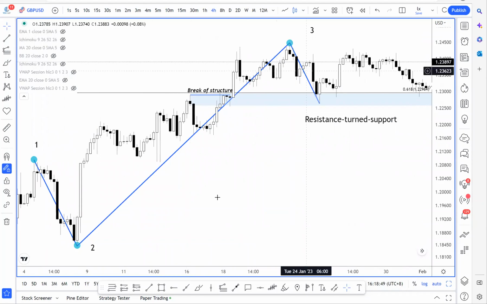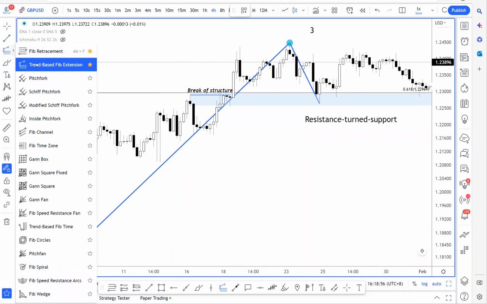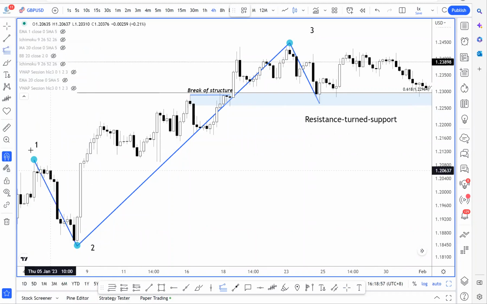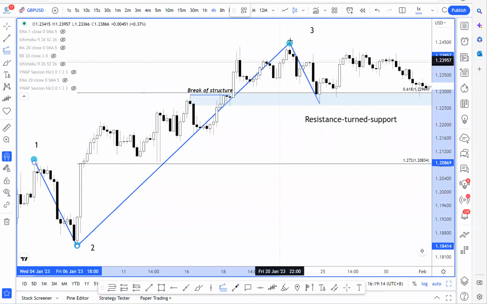Once we have this extension level, how you can actually find the extension is by taking this tool. You can see the trend-based Fibonacci extension. I turn on the magnet mode because I want to be able to capture the highest and lowest point without having to squint my eyes. By hovering over this candle, it automatically highlights the high and the lows. So this is the highest point, this is my second point, and this is my third point.